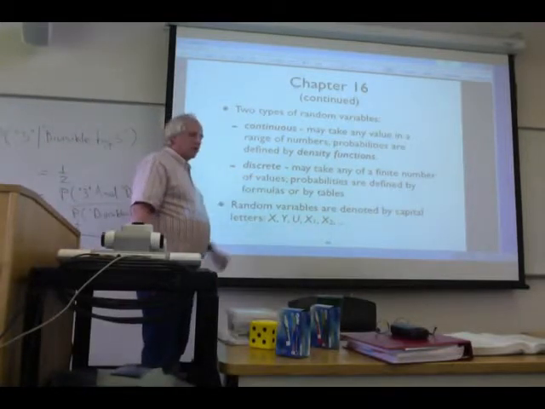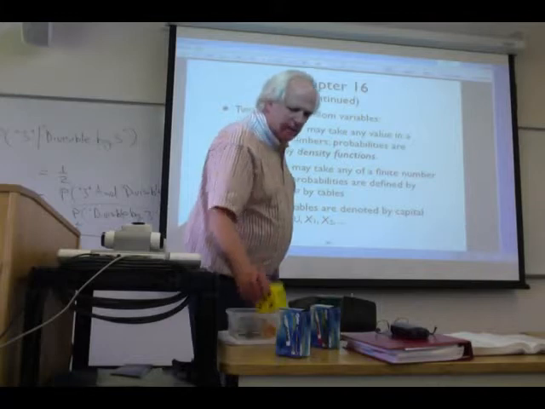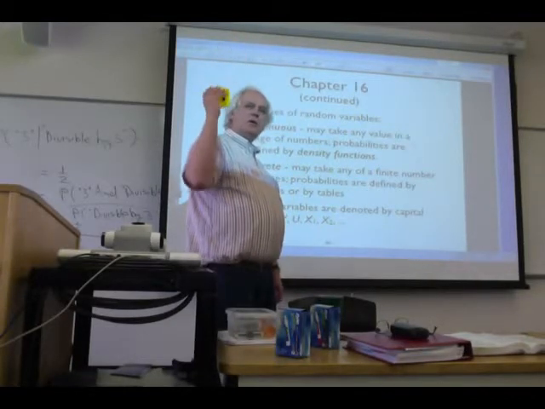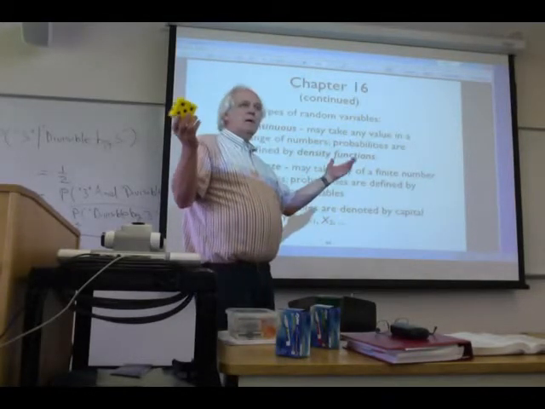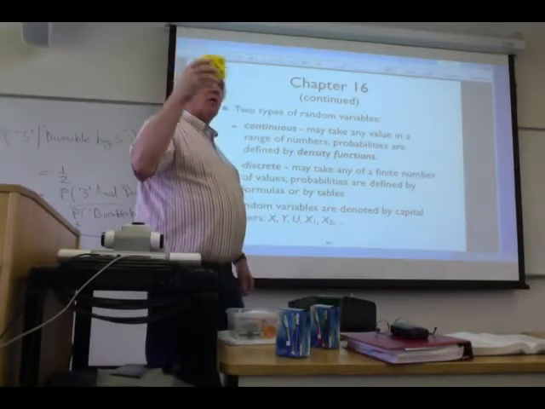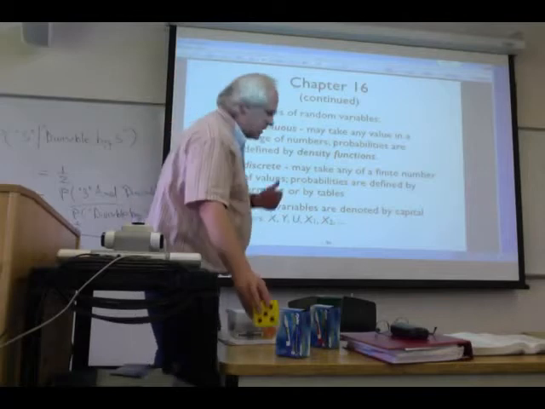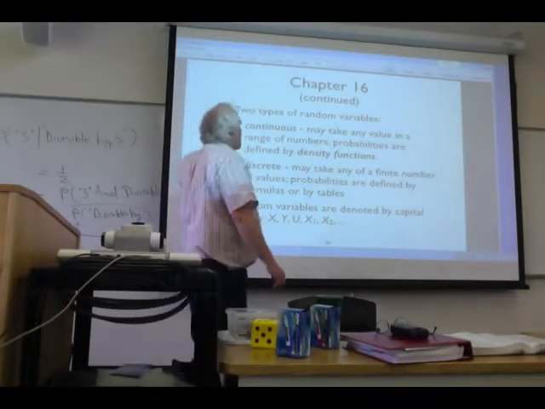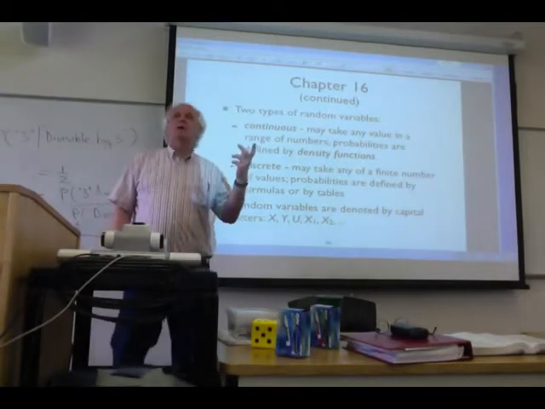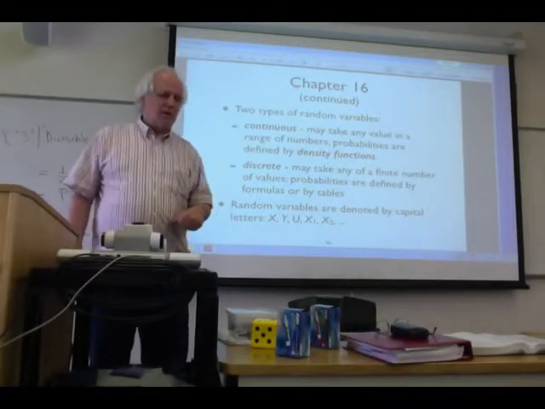Now, there are two types of random variables. One is called discrete. When you roll a die, in the case of a 6-sided die, you can only observe the numbers 1 through 6. Discrete, at least as I use it in this class, means a finite number of values can be observed.